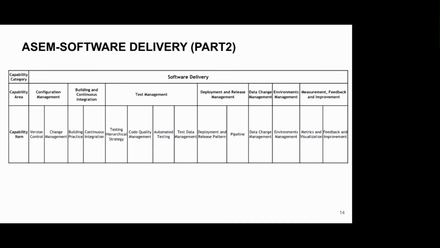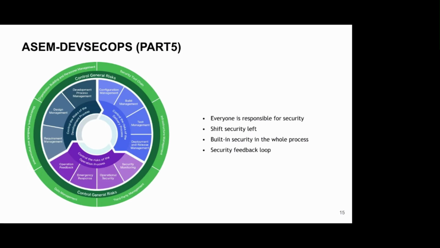And as you know, DevSecOps, building security into DevOps, is also a hot thing. So there is part 5. This is also a loop. In the outside circle, we call it control general risk. That is the things the security teams need to do.